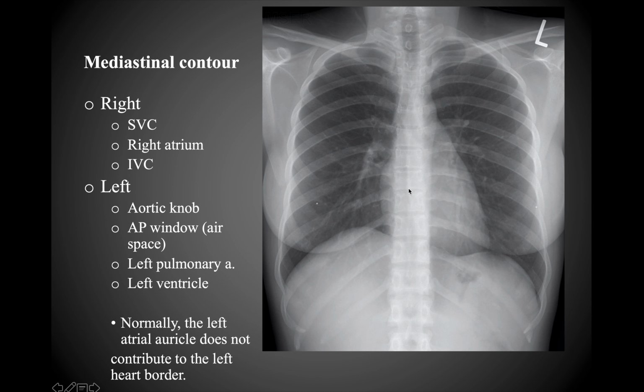On the left side, you should be looking for the aortic knob, which in some patients is more prominent than others, as well as the AP window, which should have this convex appearance to it. It represents an airspace located in between the arch of the aorta and the left pulmonary artery. So again, you should be able to make out that left pulmonary artery as well, and then the left ventricle forming the left border of the heart. But normally, you're not going to be able to see the left atrium or the left auricle on a typical PA X-ray.